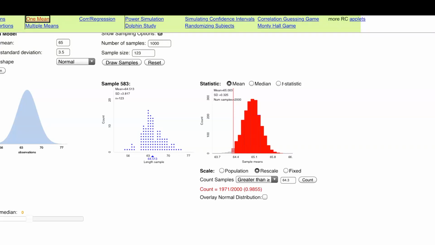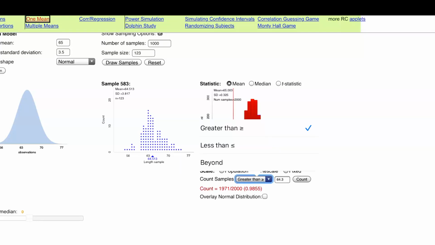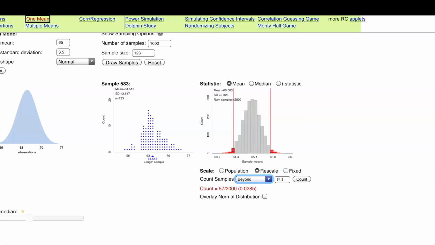Now, once again, my entire graph is red. That usually means that something is wrong, and it's probably this drop-down box. So let's think back to our alternative hypothesis that had a not equal to in it. I'm not looking for greater than or equal. I'm not looking for less than or equal. I'm looking for beyond. So this is a little different than the one proportion applet that had a little box you would check for two-sided.